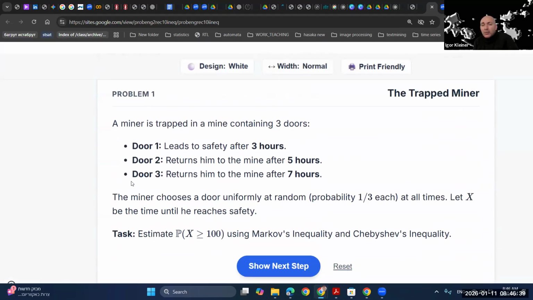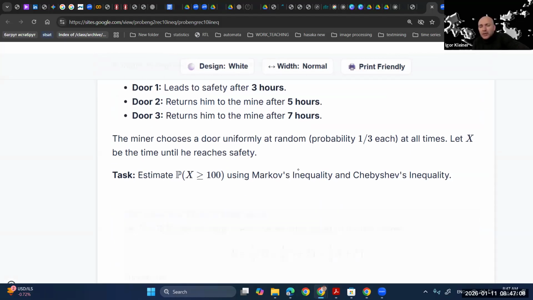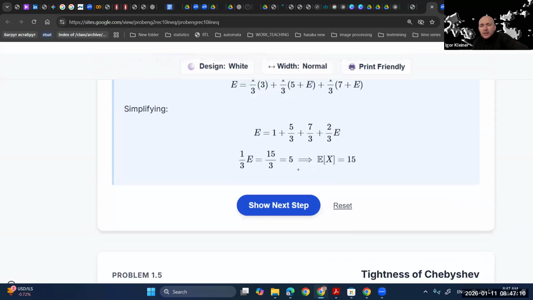Let's return to our previous question about the miner trapped in a mine. Do you remember this question? A miner is trapped in a mine containing three doors. Door 1 leads to safety after 3 hours of traveling. Door 2 returns him to the same room after 5 hours of traveling. And door number 3 returns him to the same room after 7 hours of traveling.